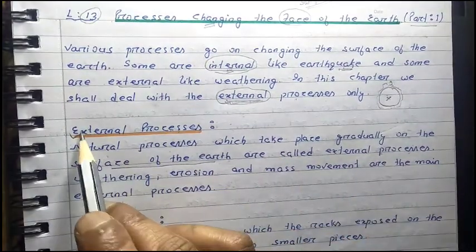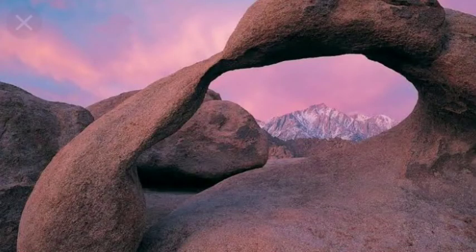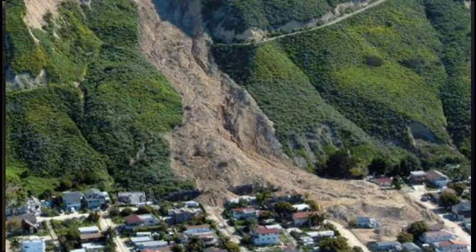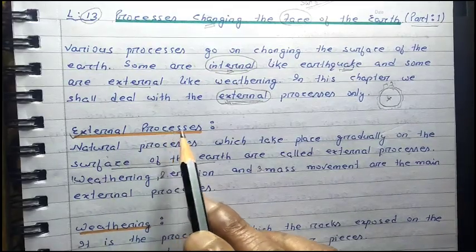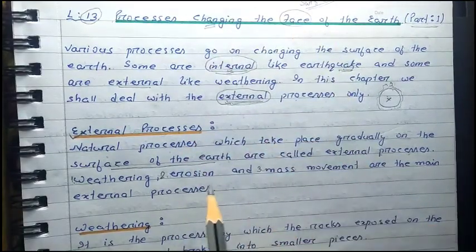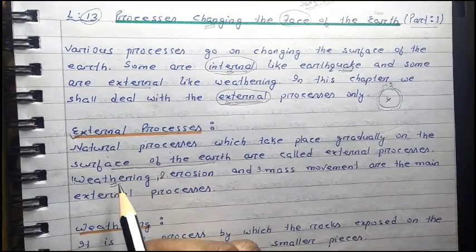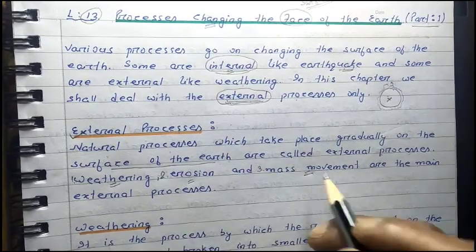We can say external processes can be classified into three types. One is weathering, you can see in the picture. The second one is erosion. I have shown you the picture here of erosion. And the third one is mass movement. This also you can see in the picture. So these are the three main external processes because of which the surface of the earth is getting different types of changes. Now, one by one we shall discuss weathering, what is the meaning of it, what are the different factors responsible for it, and then erosion as well as mass movement.